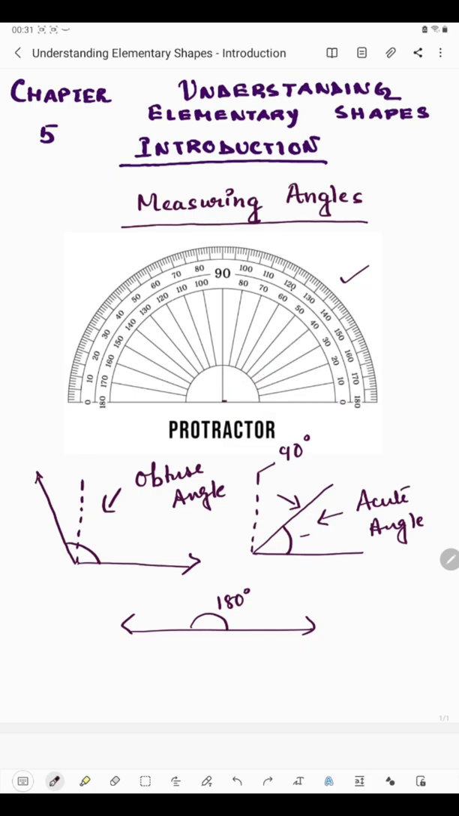Now suppose this is there. Okay. Now we need to find the angle. So what is the first step?